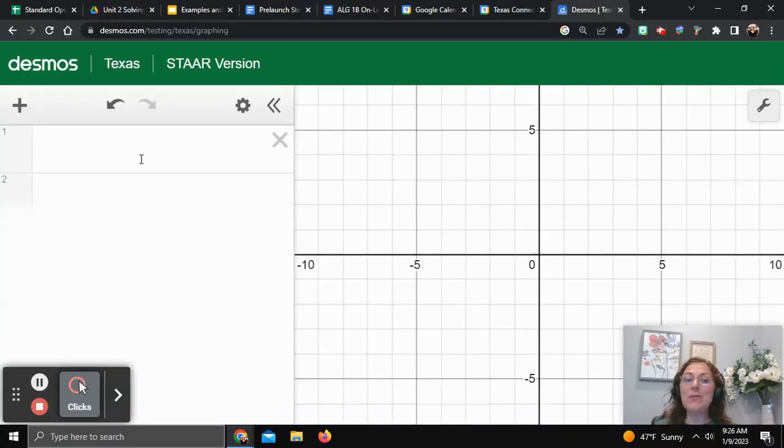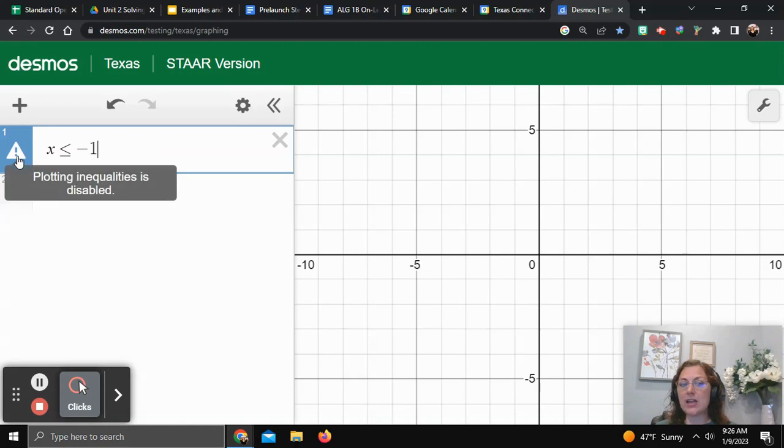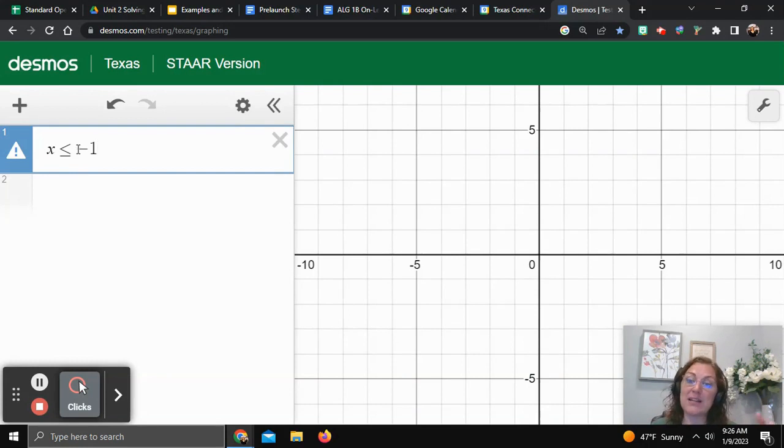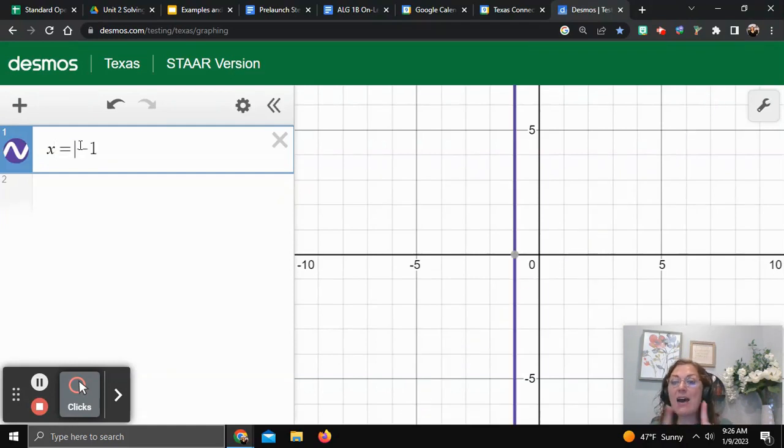All right, so when we get to the Desmos Texas version, you'll notice if I type in x is less than or equal to -1, that I get this triangle error, okay? And that just means that Desmos is not going to do what you want it to do. Desmos in this version, because it's a testing version, does not graph inequalities. So what we do is we have to trick it to do a little bit of the work, and then we supply the rest. So we're going to change this less than or equal to just an equal to. That will force Desmos to graph the line for us.